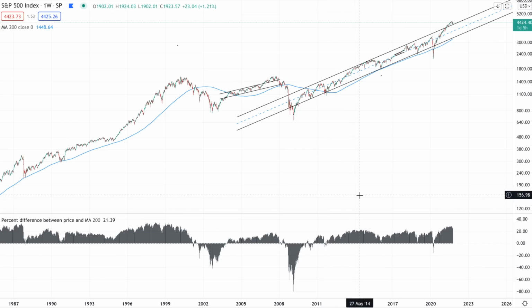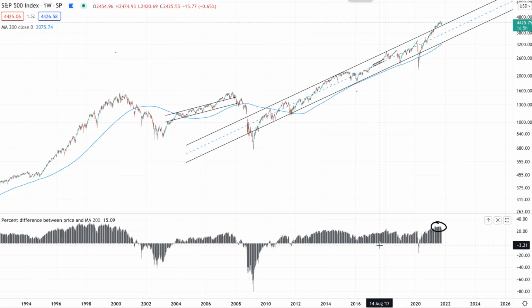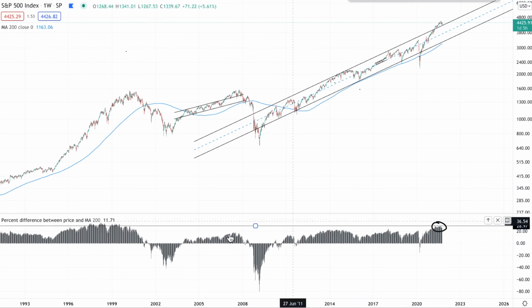But one of my favorite ways to represent it is just by looking at the 200-week moving average. This is a weekly chart of the S&P 500 going back to the 1980s, and I've put an indicator here telling you the difference between the price and the 200-week moving average. And you can see the price action that we've had post-COVID here and that breakout that we've made out of that bull market price channel. That has led to some pretty significant levels of overextension relative to that moving average, levels of overextension that we haven't seen since the .com bubble, since 1999, right here.